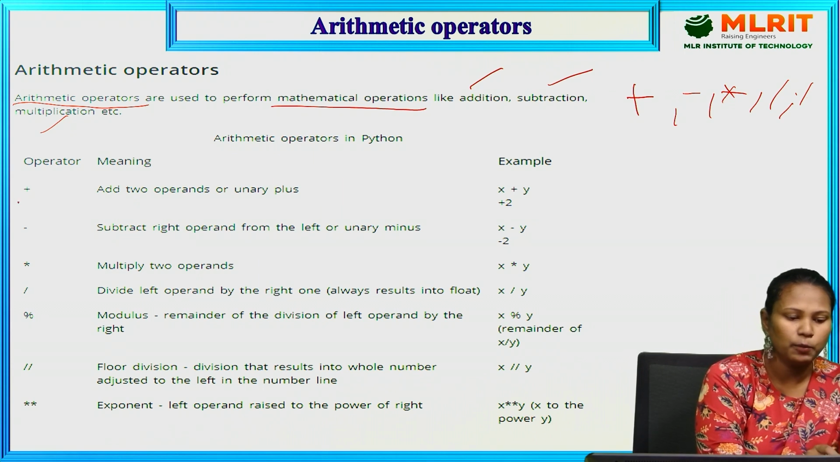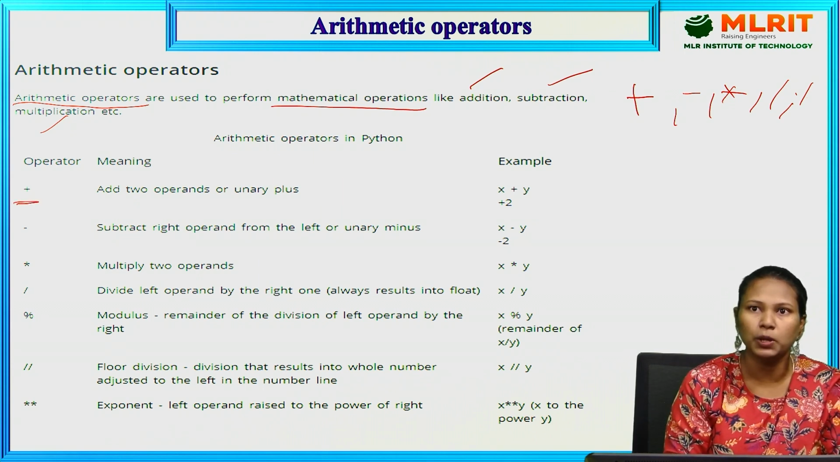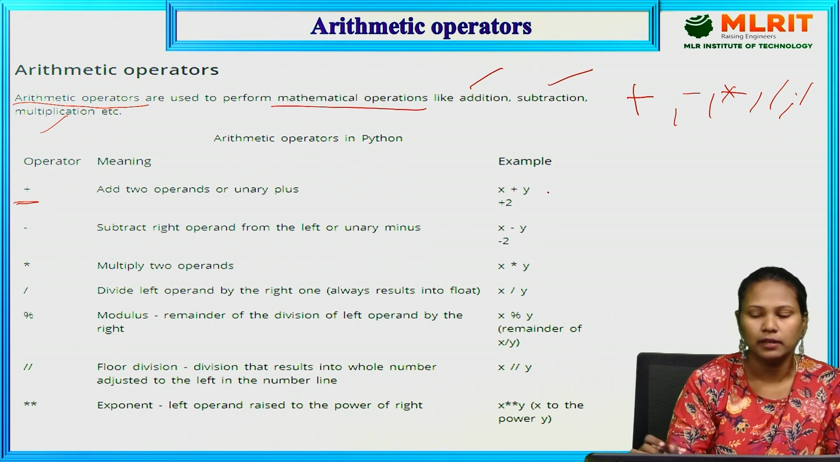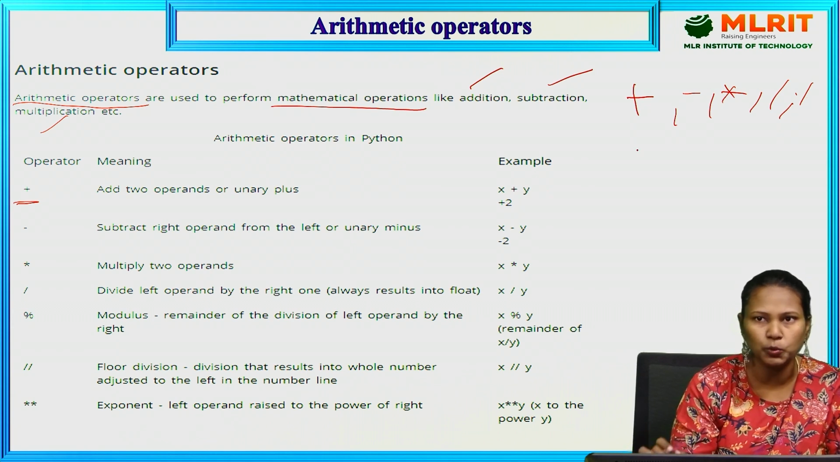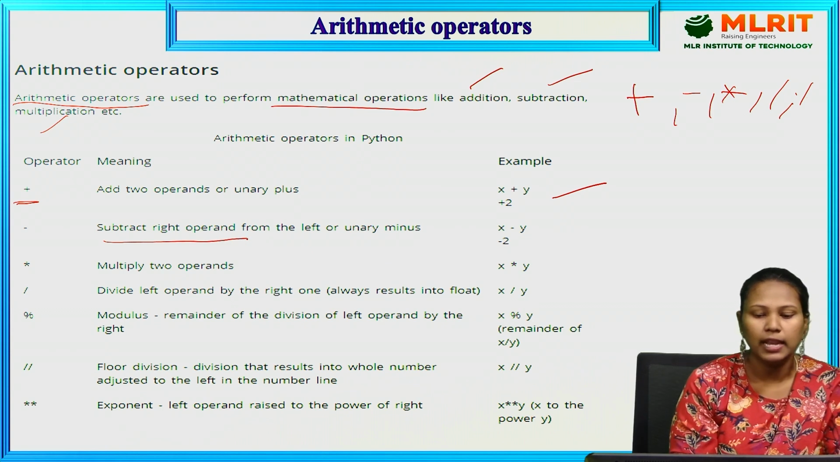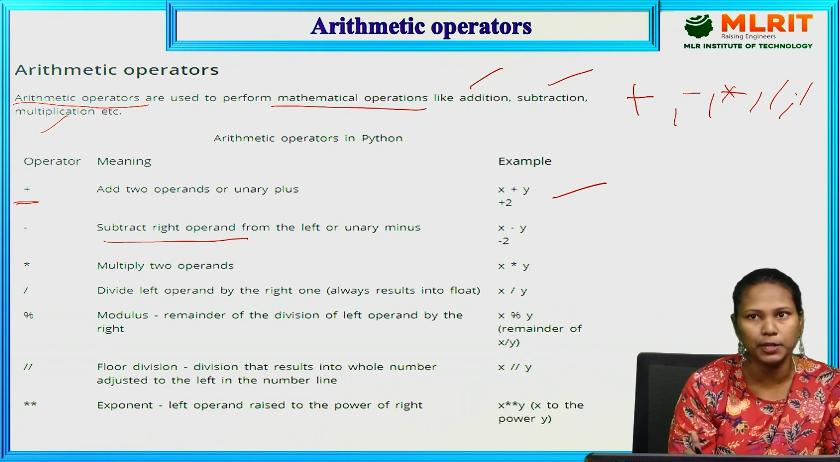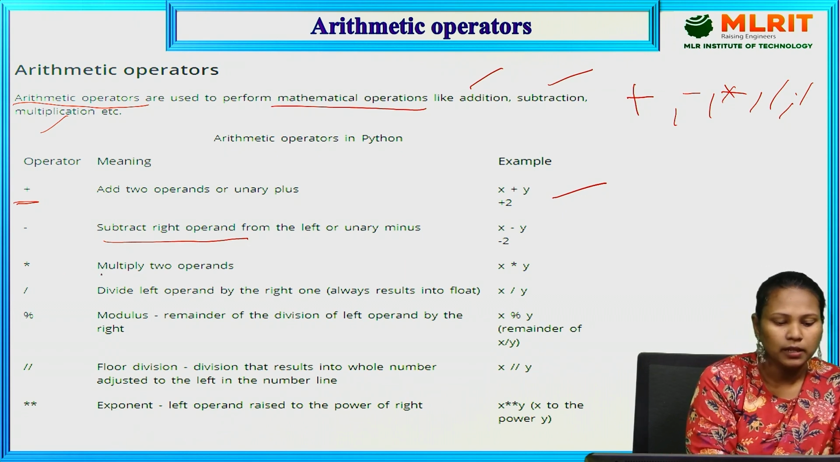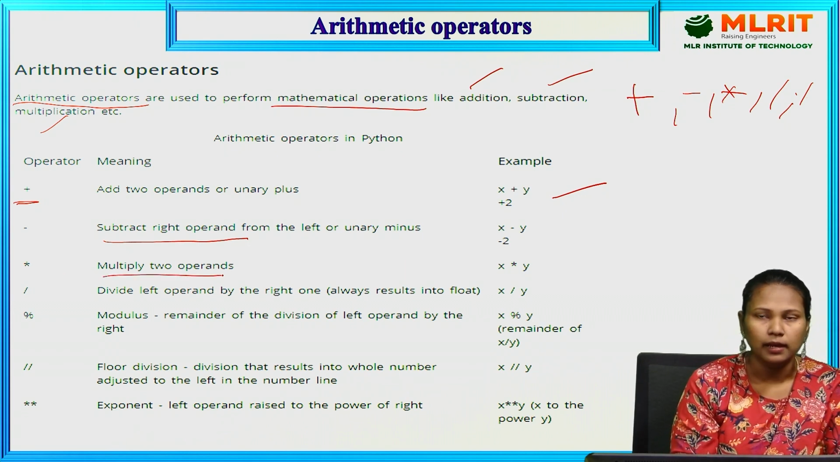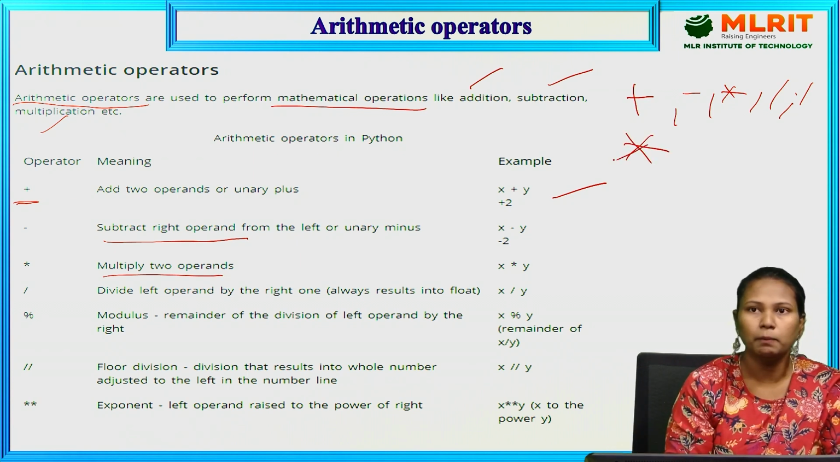With the help of the plus operator, we are adding two numbers. Here, x plus y, with the help of this, we are adding two numbers. And minus subtracts the right operand from the left, or acts as a unary minus. Unary means we use only one value, only one variable here. The next one multiplies two operands. In Python, we use the asterisk symbol for multiplication.